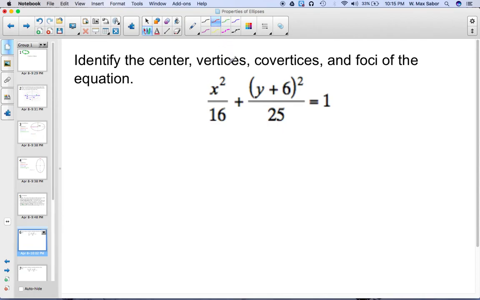Identify the center, vertices, co-vertices, and foci of the equation. So the center is going to be 0, comma, negative 6.